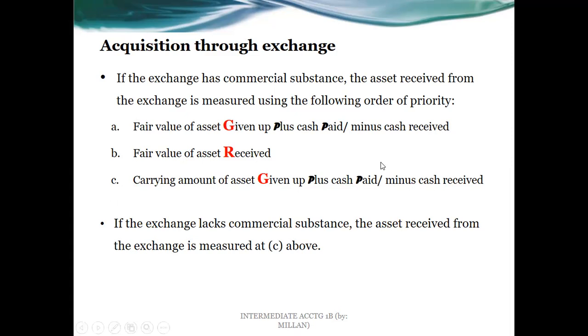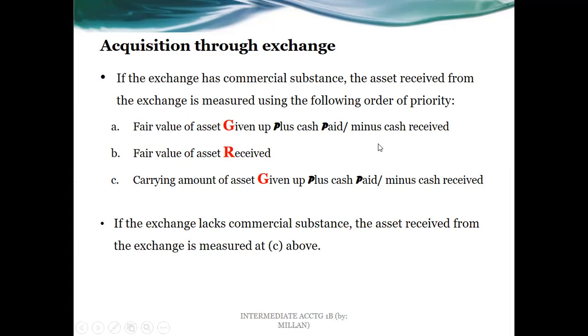So in that case, the value of the asset to be incorporated in the books of the company will be based on the order of priority. And if we say priority, if A is not present, then we proceed to B and C. So A is fair value of the asset given up, meaning the asset that we are letting go in exchange of another, plus the payment. So cash paid. And then this is on the part of the acquirer or payer.